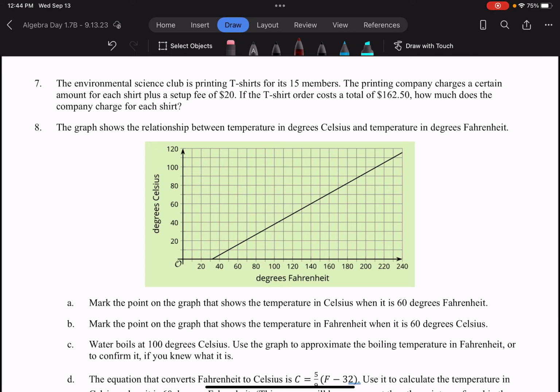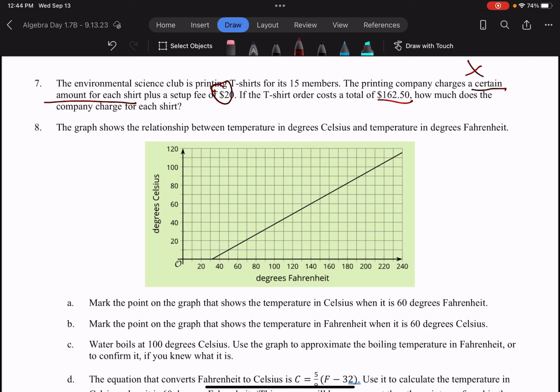All right, number 7, the Environmental Science Club is printing t-shirts for its members. It's 15 members. The printing company charges a certain amount for each shirt. So that's the part we don't know. That's x, plus a setup fee of $20. If the t-shirts cost a total of $162.50, how much does the company charge for each shirt?